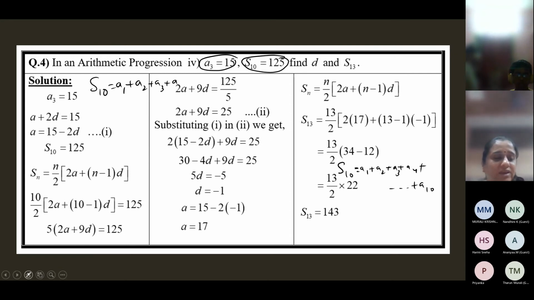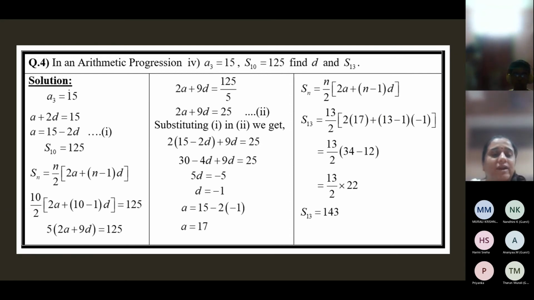So when A3 and S10 are given to you, you get two equations. From A3, you get one equation. From S10, you get another equation. So you'll have to solve these two equations and find the values of A and D.